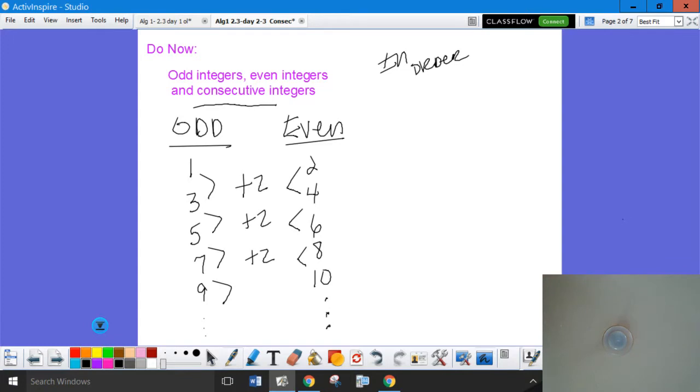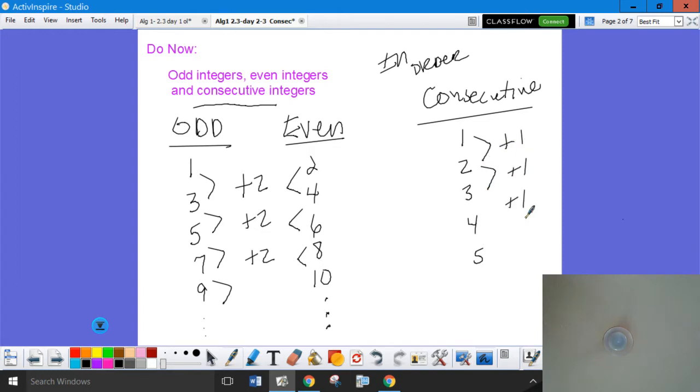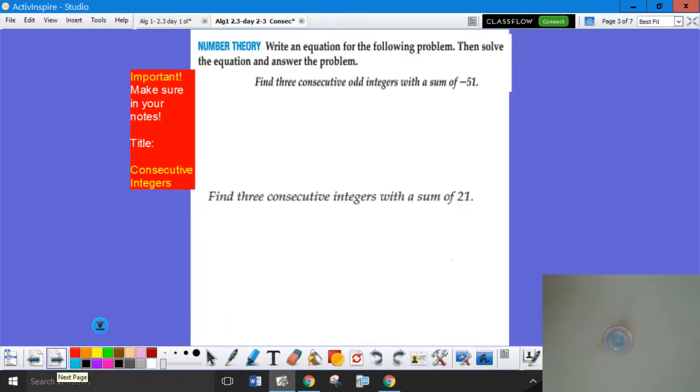Okay, consecutive means in order. So if I'm looking at consecutive integers, that means I'm starting with 1, going to 2, 3, 4, 5, etc. And to go from 1 to the next is actually plus 1. So those are important things for us to think about, because we're going to see problems like these. It says we're supposed to find 3 consecutive odd integers with a sum of negative 51. So I know sum means add.